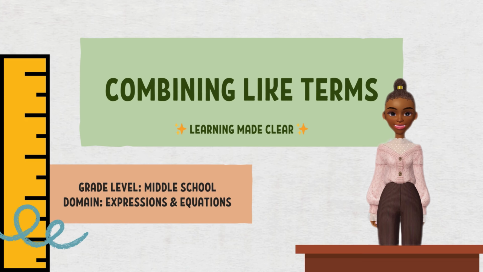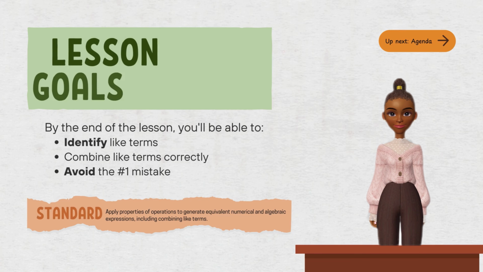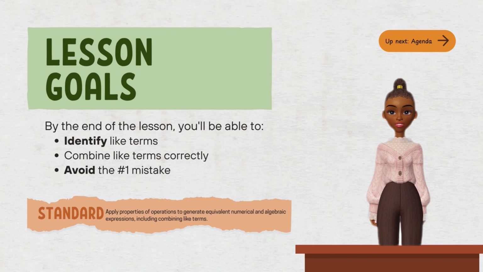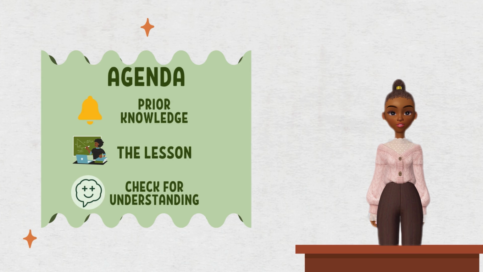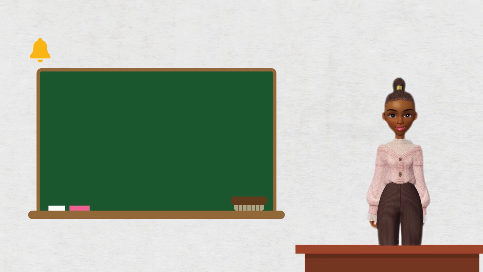Today, we're combining like terms. By the end of this lesson, you'll be able to identify like terms, combine like terms, and avoid the number one mistake. First, we're going to tap into what we already know, aka our prior knowledge. Then, we're going to get into the lesson, and after the lesson, I'm going to check for understanding.